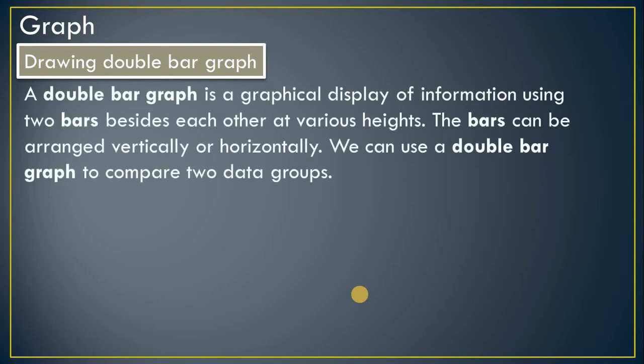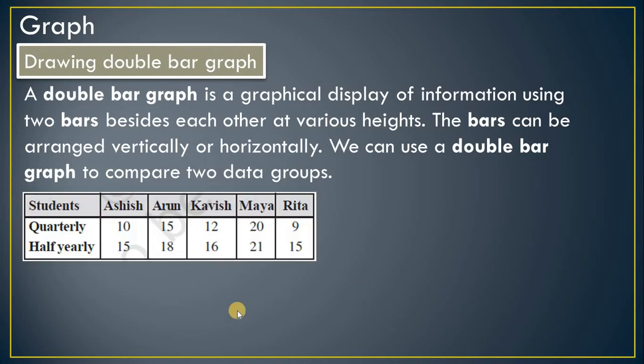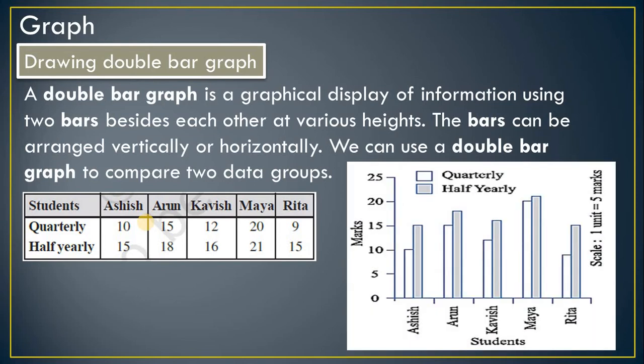Drawing a double bar graph. A double bar graph is a graphical display of information using 2 bars beside each other. So in place of 1 bar, 2 bars are there at various heights. The bars can be arranged vertically or horizontally. We can use a double bar graph to compare 2 data groups. For example, the student name is the same, but here there are 2 pieces of information, the marks in quarterly and half yearly. Each and every student has 2 types of information, but they belong to the same type, means they represent the marks. So in such a case you can use the double bar graph.